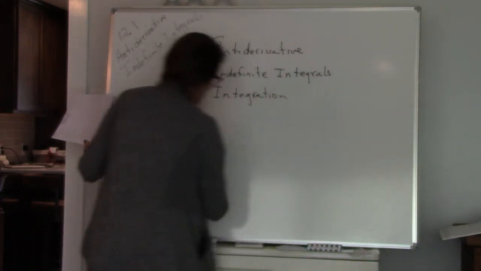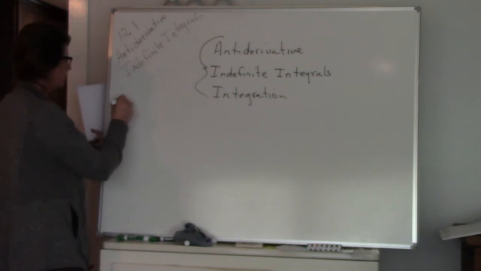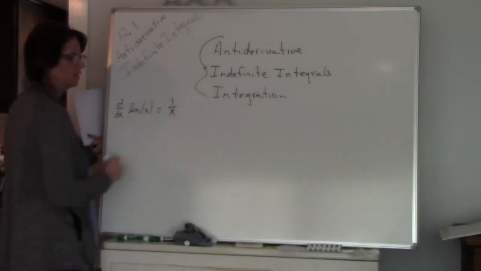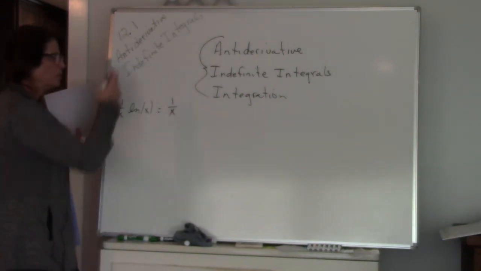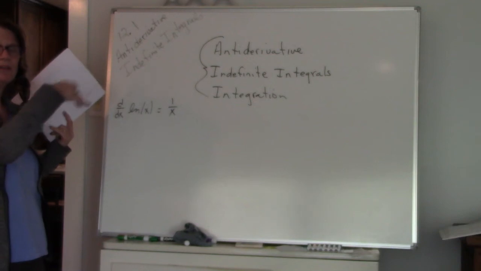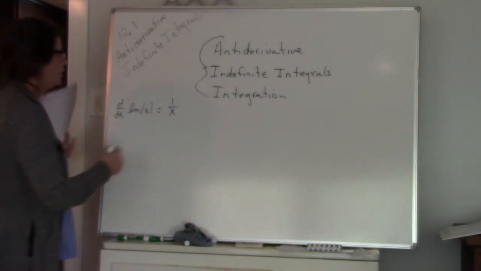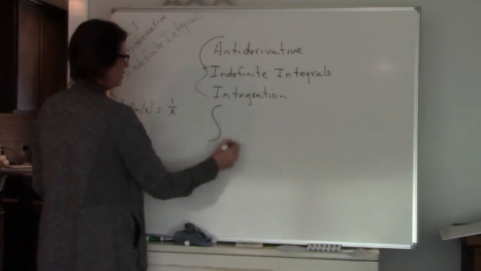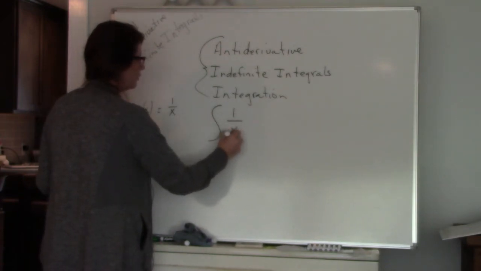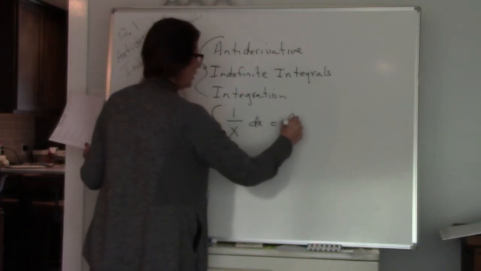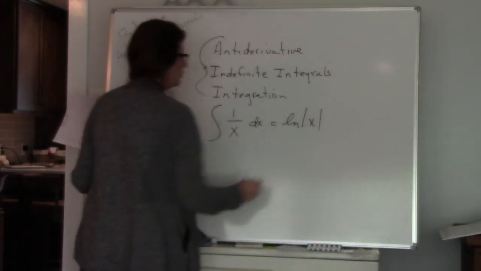If you remember, the derivative of ln of x is 1 over x. So remember, when you're finding the antiderivative, you've been given the derivative. You have to go back to the original. So if I wanted you to find the antiderivative of 1 over x dx, this is going to be ln of the absolute value of x.